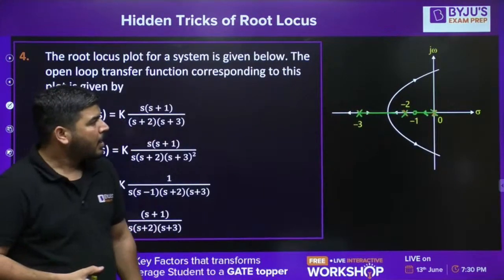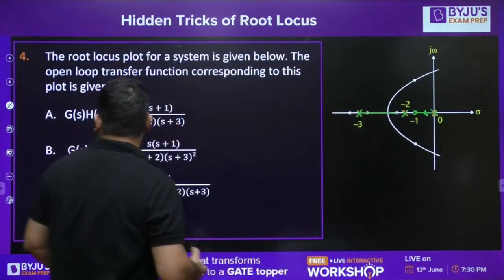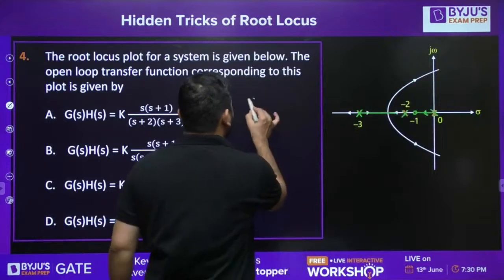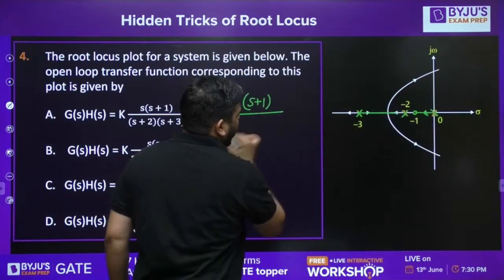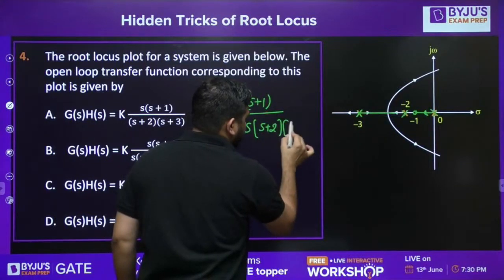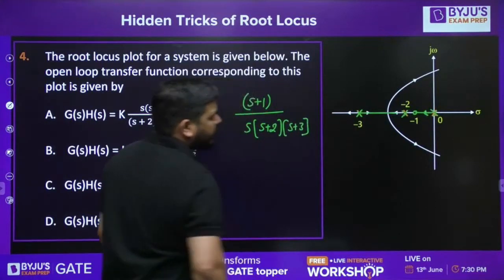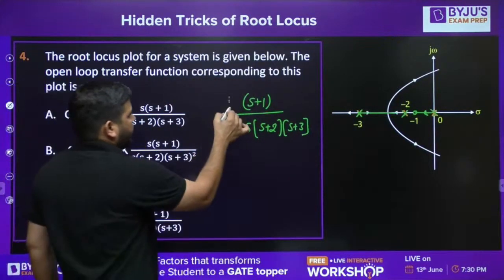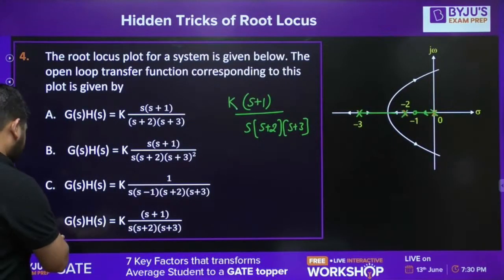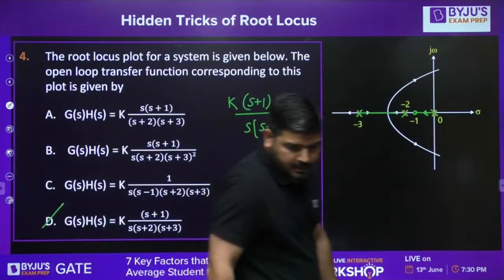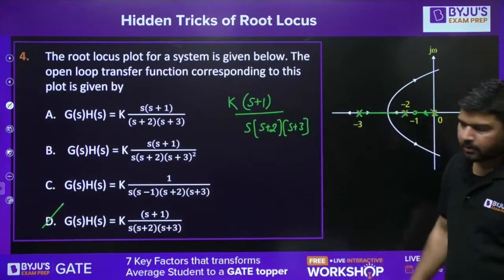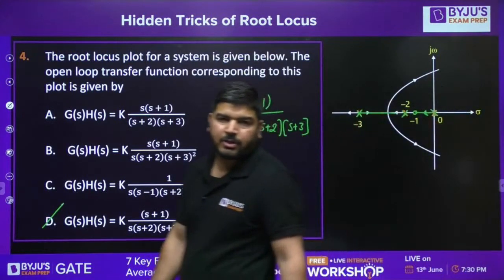We know that. Now we want to calculate what is the G(s). So this is a very simple question. You can take this zero in the numerator, and the poles in the denominator, s into s plus 2 into s plus 3. It's very simple, and obviously K. Is it clear, guys? So this has to be the correct answer. Answer is Delhi. It's a very easy question. I hope you can solve it like this.